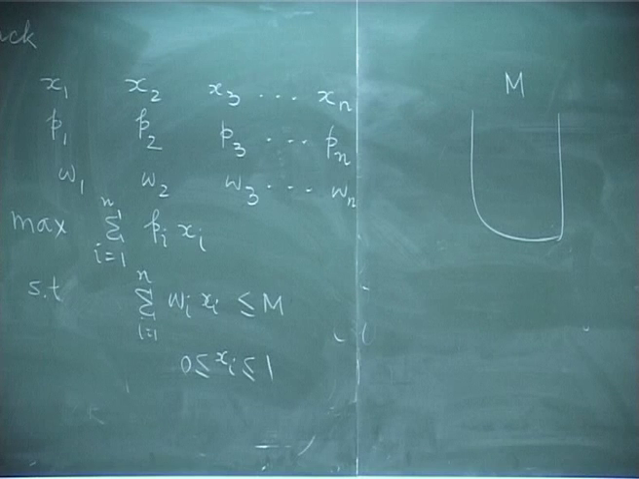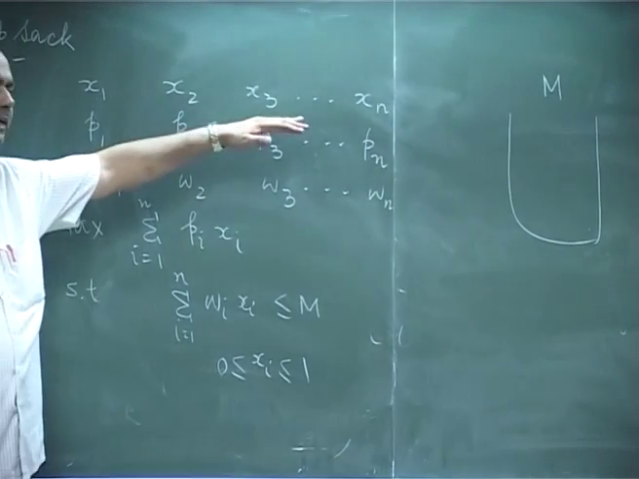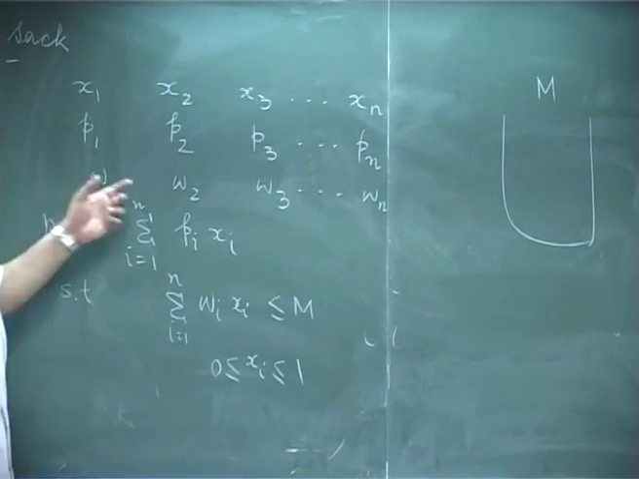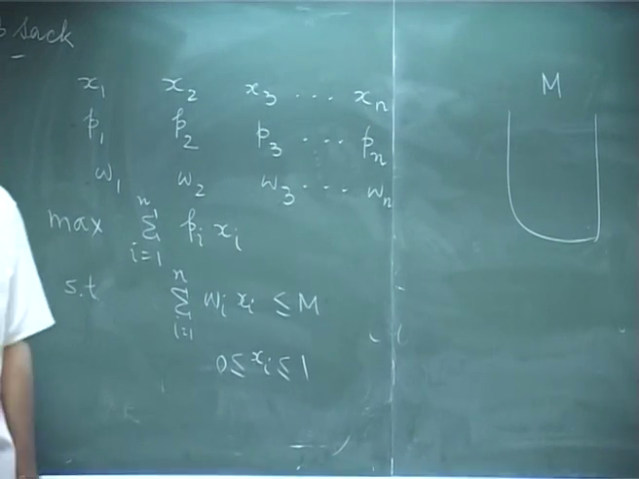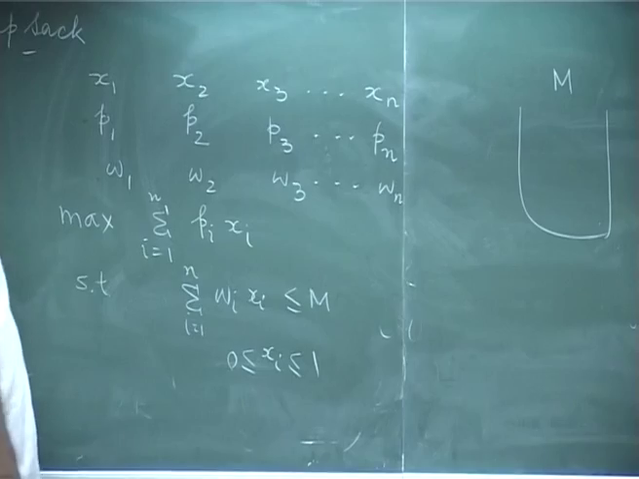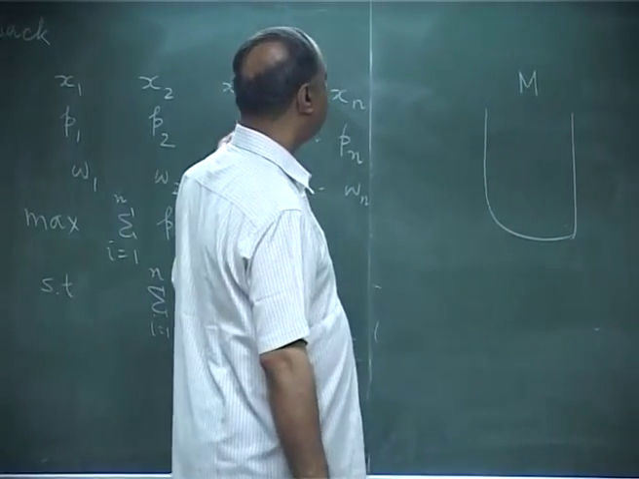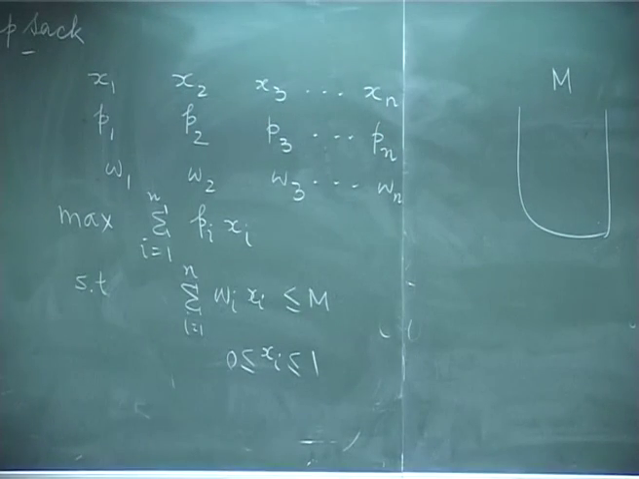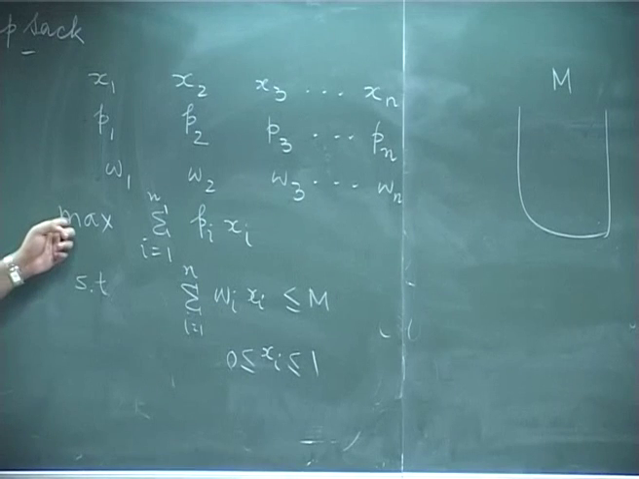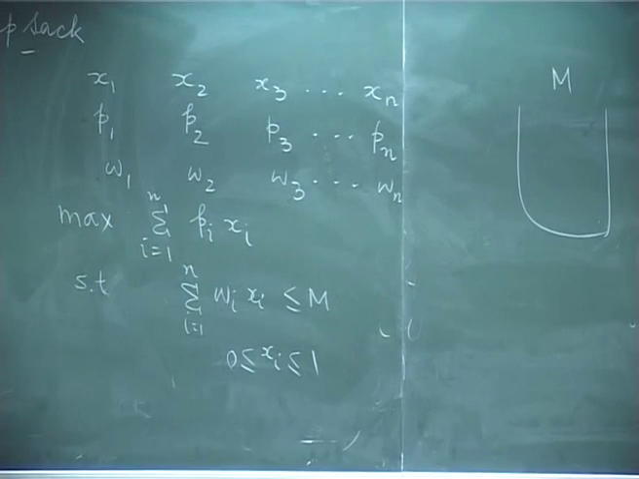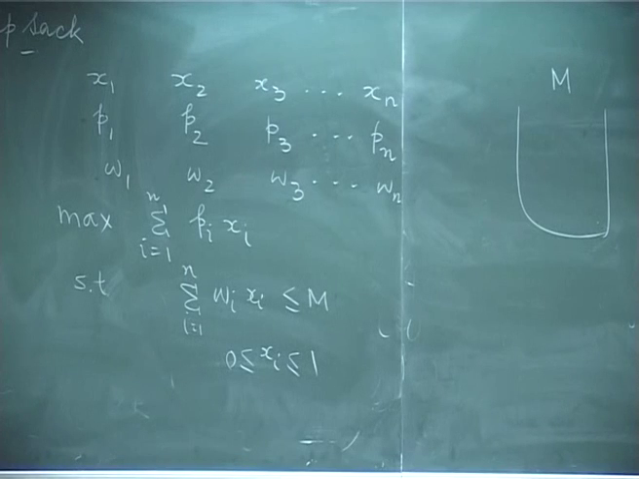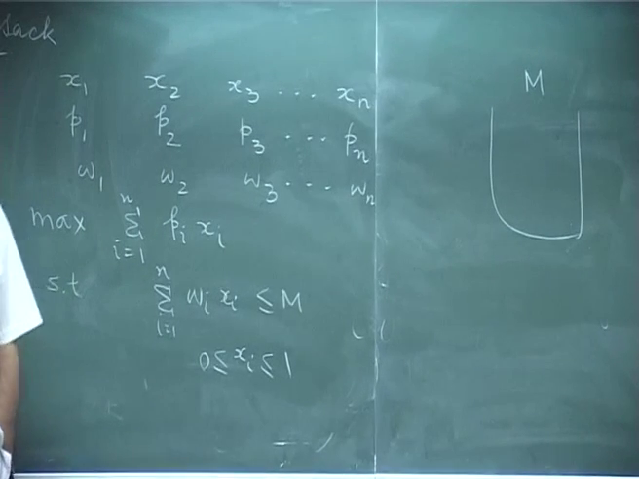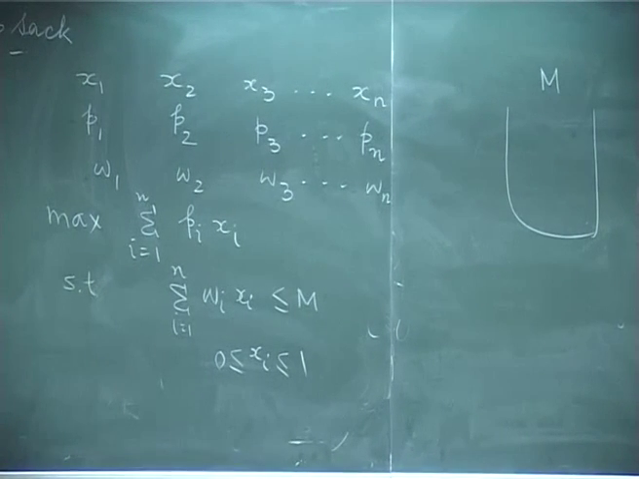So what happens? The problem is that I have x1, x2, ..., xn as the entities, wi is the weight attached to xi, and pi is the profit attached to the item xi, and you have a bin of capacity m. You want to select some of the xi such that your bin is full, and also you want the maximum profit. So the problem can be redefined: maximize summation pi xi, i equals 1 to n, subject to the condition that summation wi xi is less than or equal to m, and xi lies between 0 and 1. What does it mean that xi lies between 0 and 1?